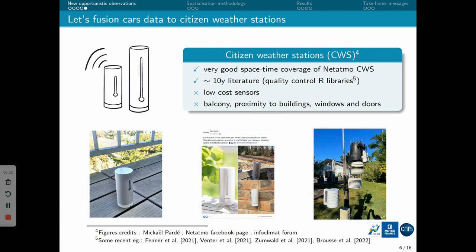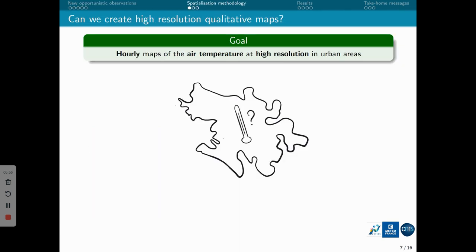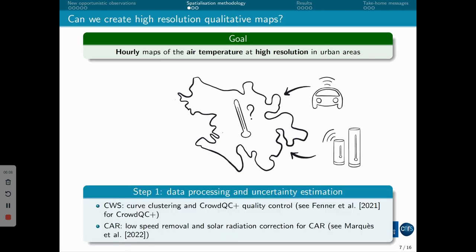So we have these two types of data, and now the objective is to merge these two types of data into a city. So this is the shape of the city, and what is the air temperature inside the city? That's the question. And also we want to take the car data and the Netatmo data. For the Netatmo data, it was prepared by the CrowdQC+ quality control of Fenner et al. And for the car, there is the correction I explained before, so removing the low speed cars and correction of solar radiation. This is also explained in the paper by Marcus et al. 2020.